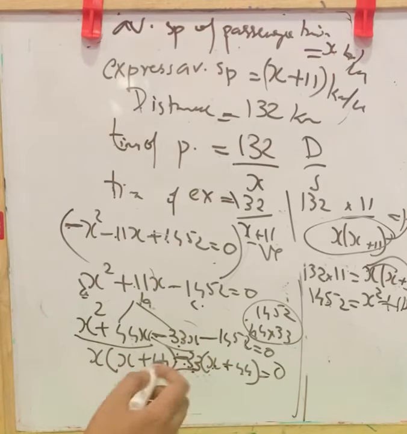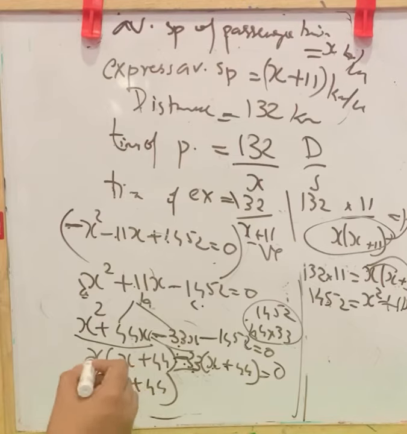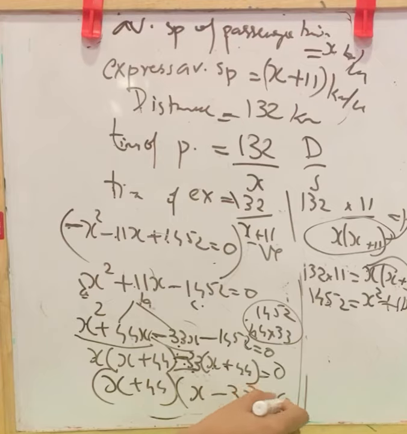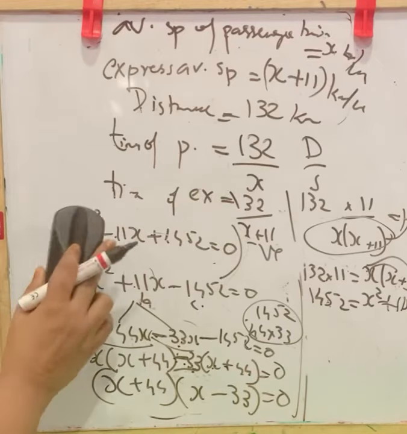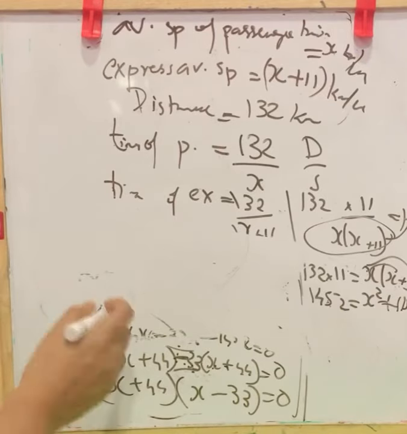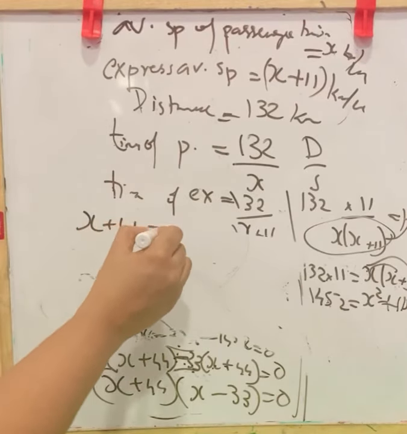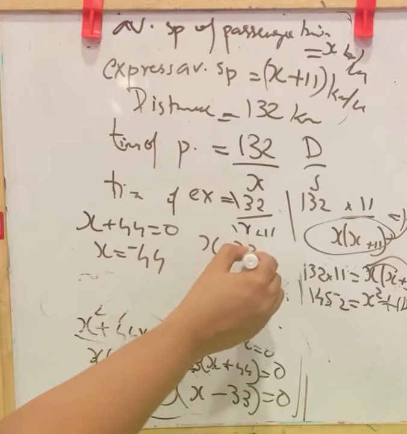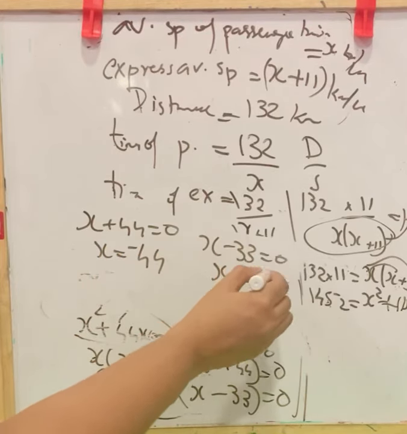Now take this bracket as common, x plus 44. Close. Here we have x and here we have minus 33 equal to 0. Equate each bracket to 0. That is x plus 44 equal to 0, x is equal to minus 44. X minus 33 equal to 0, x is equal to positive 33.